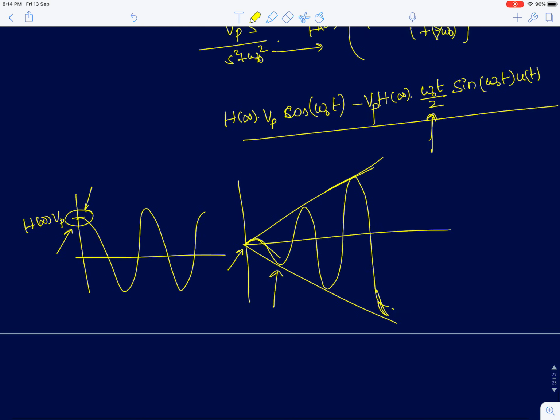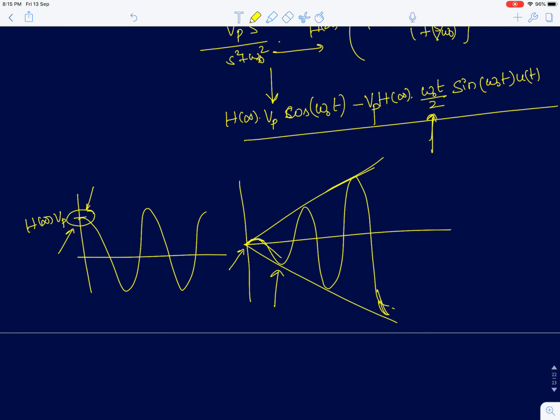Nothing but, if it was just an all pass filter with a gain h infinity, the first term is what you would be getting as an output. The second term is the low pass response. So you are subtracting the all pass minus the low pass, and you get the high pass response.